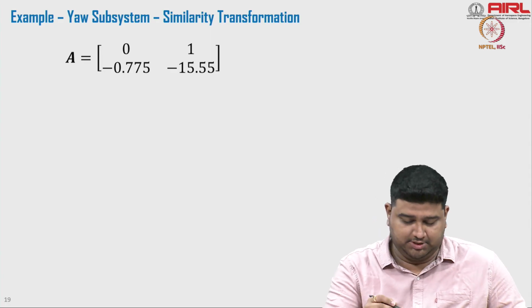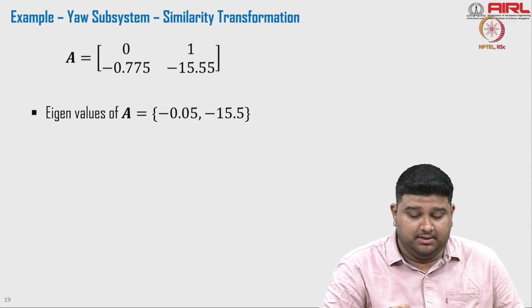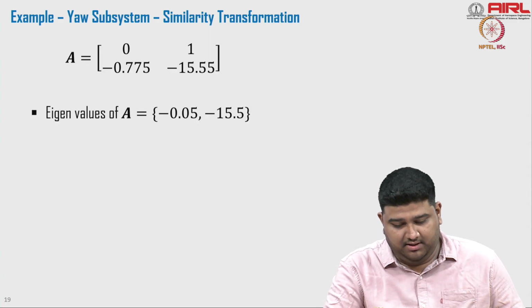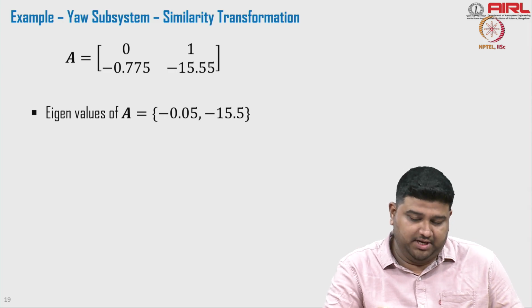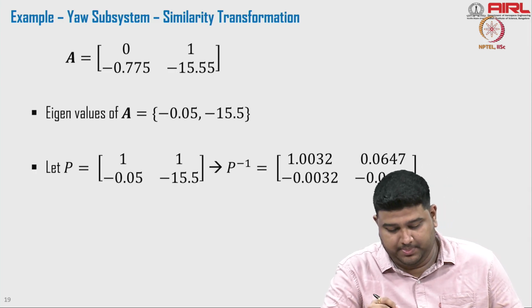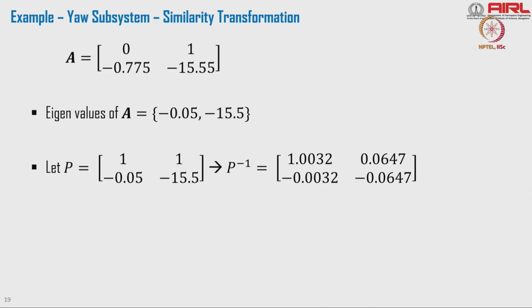So now let's proceed. We find the eigenvalues of A, which we find to be minus 0.05 and minus 15.5. So the matrix P here in this case would just be 1, 1, lambda 1, lambda 2. Again I repeat, this transformation matrix P will only diagonalize A if A is in the controllable canonical form.